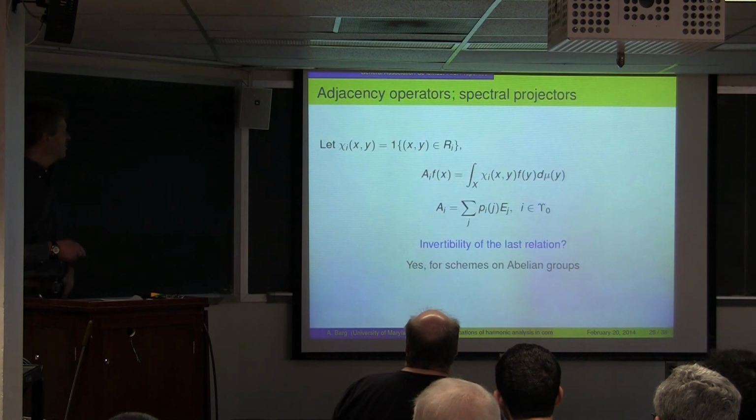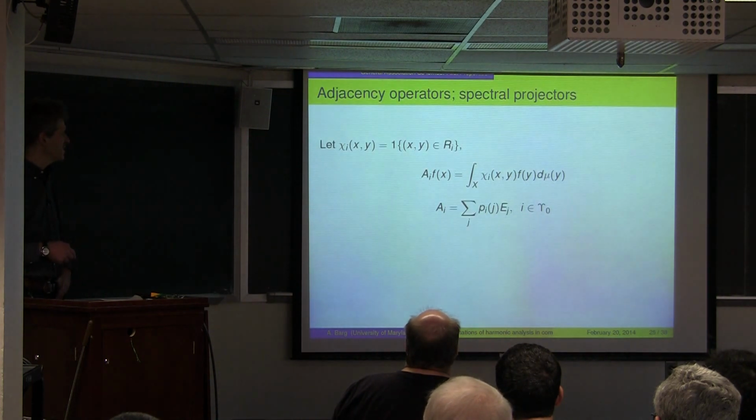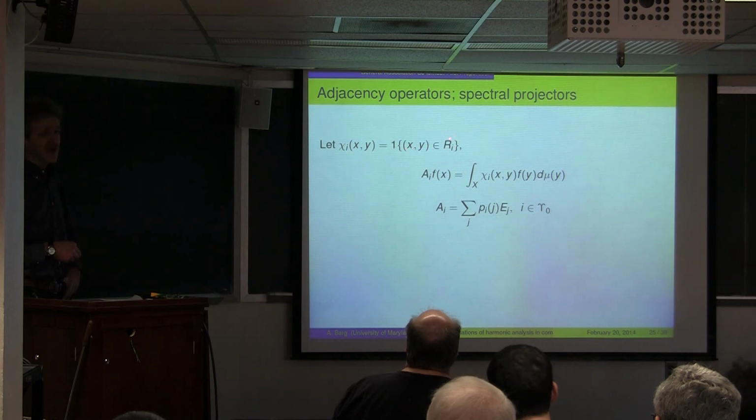But we can do something for adjacency algebras of those association schemes. We can define them in a natural way. Namely, we take chi_i to be the characteristic function of the ith class of the partition, and then we define the adjacency operators, which were our matrices A1, A2, and so on. They are now operators that act on the Hilbert space L2 of x. And A_i f is the characteristic function times f integrated over this set.